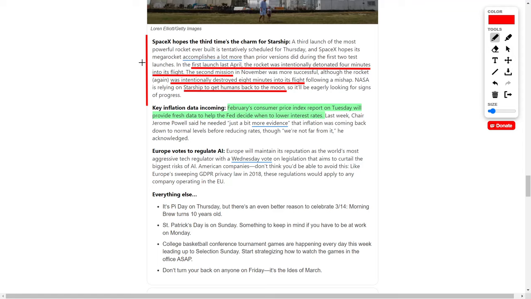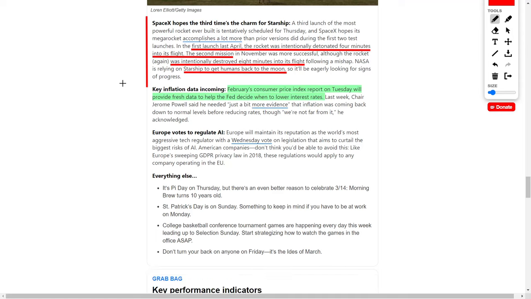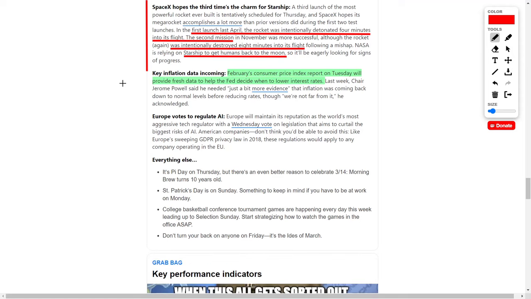In macroeconomic news, you should know that February's Consumer Price Index report will be released on Tuesday, and this will give us fresh data in regards to inflation. The reason why investors need to be aware of this is because the Federal Reserve will use this data, or data similar to this, to decide whether or not they will raise or lower interest rates or keep them the same. And ideally, we would want them to lower interest rates, because if they do so, this will act as a very positive catalyst for the general stock market, thus lifting the share prices of multiple stocks.